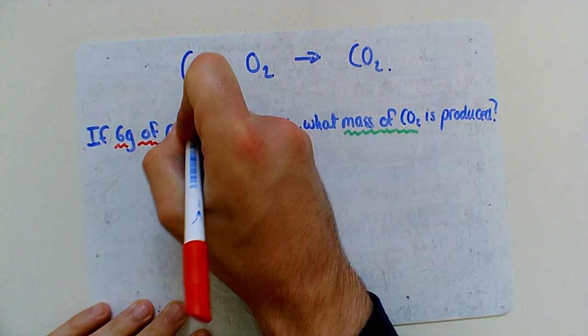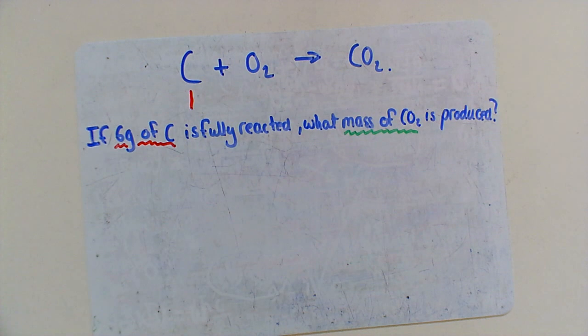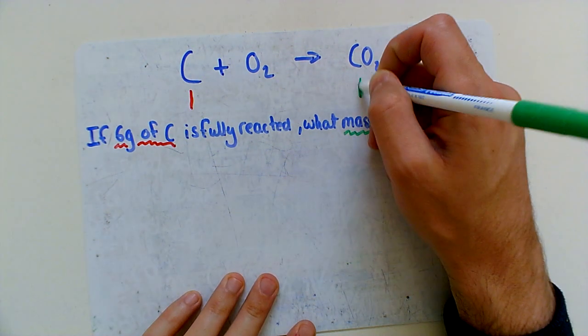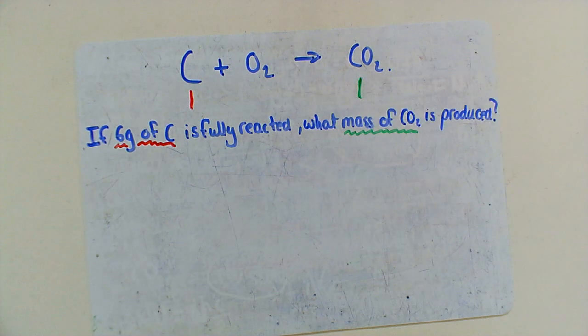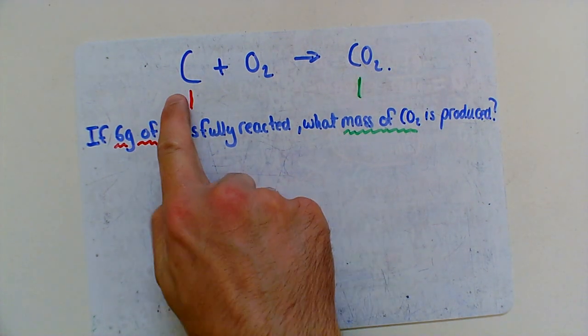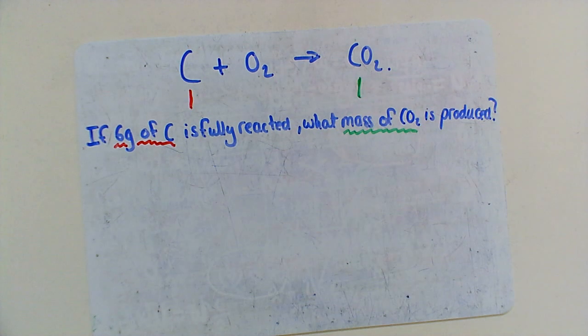Now carbon, 1. Carbon dioxide, no number in front of it, it's 1. So the ratio is 1 to 1. So we know whenever we have 1 mole of carbon, we will produce 1 mole of CO2. So now we need to work out how many moles of carbon.